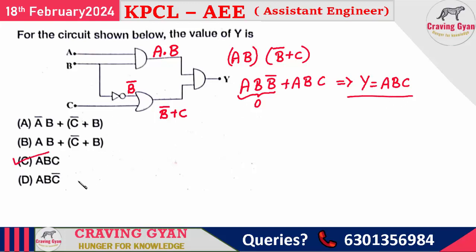ABC. Corresponding option that's going to follow is option C is correct. These kind of questions, if you are taking more than 5 seconds to solve, then somewhere you will be out of race.